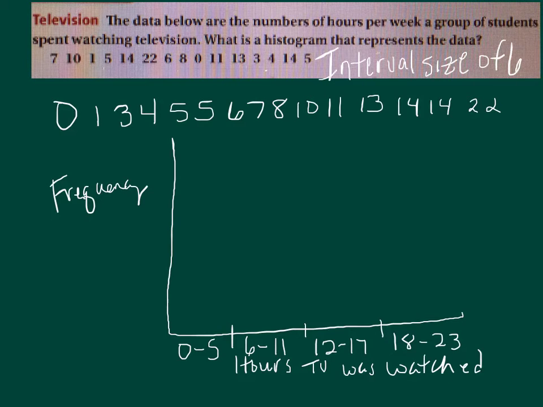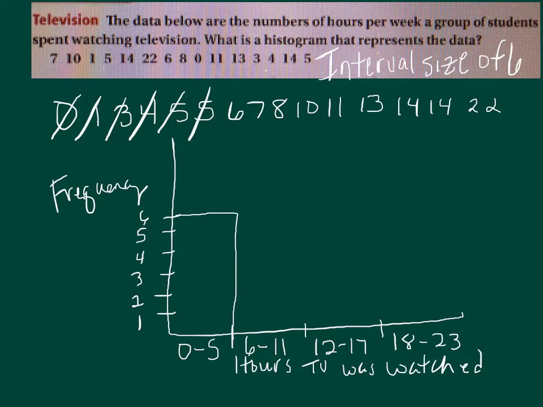Okay. All right, and what you're going to do when you do a histogram is you're going to count how many times you had 0 to 5 hours. And we had 1, 2, 3, 4, 5. We had 6 times that happened. So on my frequency axis, 1, 2, 3, 4, 5, 6. Okay, we can label these. All right, so for 0 to 5 the bar is going to go up to 6.